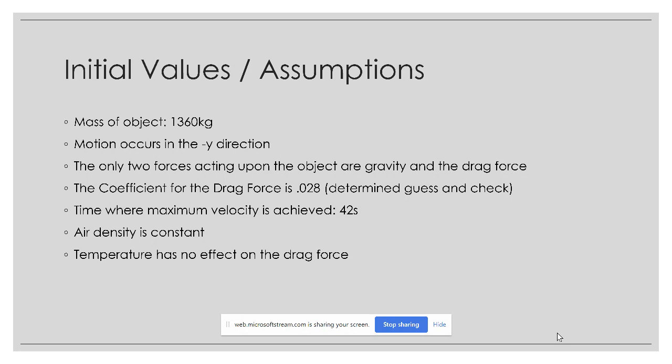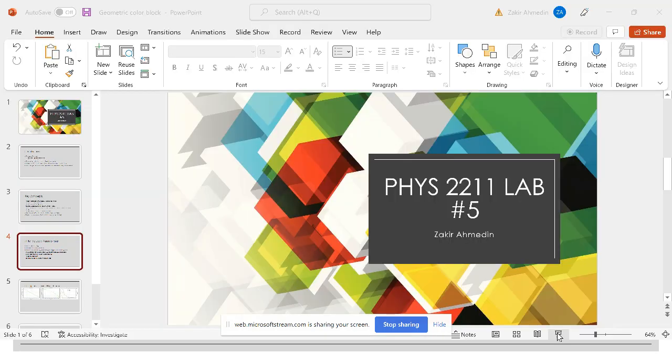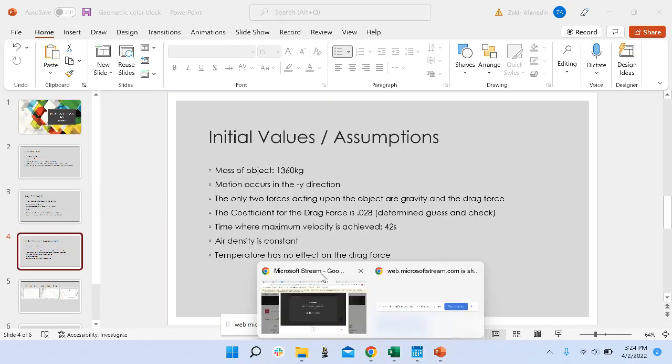I also assume that air density is constant and temperature has no effect on the drag force. Both of these are somewhat untrue, as air density decreases as elevation increases, and also as temperature increases, the drag force actually increases. But both of these assumptions needed to be made to be able to develop a computational model, because these relationships are not easily determined formulaically. So I can show you my GlowScript code now.